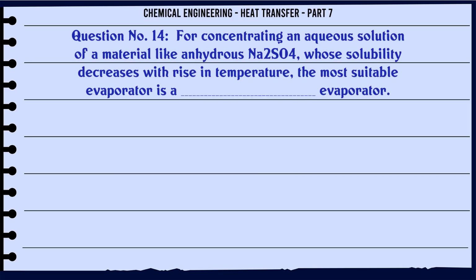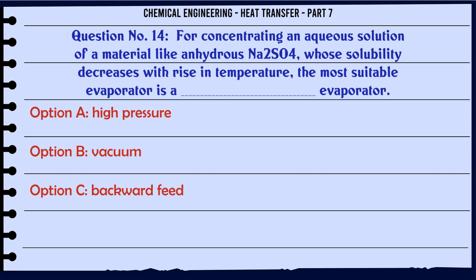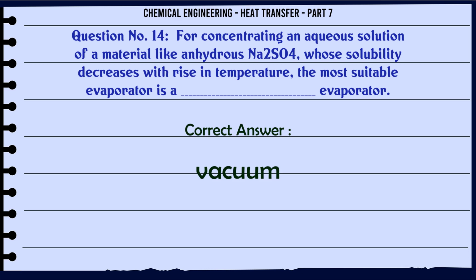For concentrating an aqueous solution of a material like anhydrous Na2SO4 whose solubility decreases with rise in temperature, the most suitable evaporator is a evaporator. A. High pressure. B. Vacuum. C. Backward feed. D. None of these. The correct answer is vacuum.